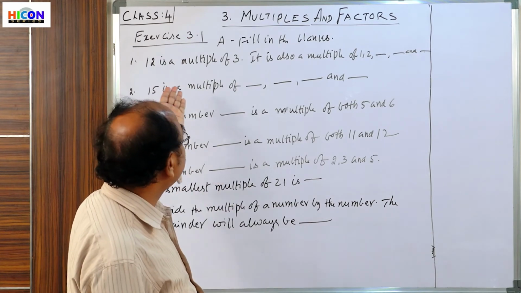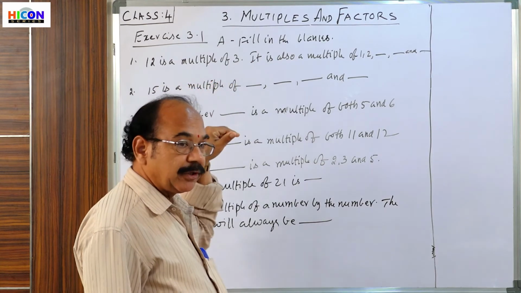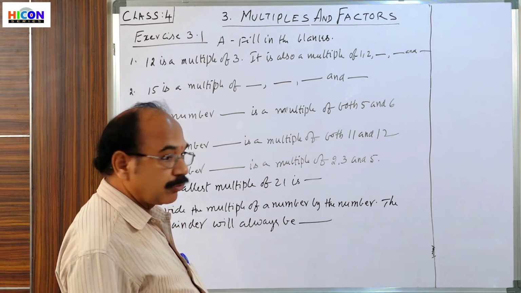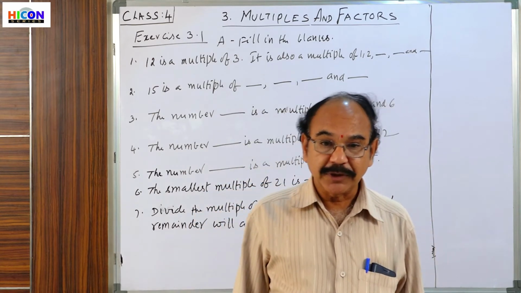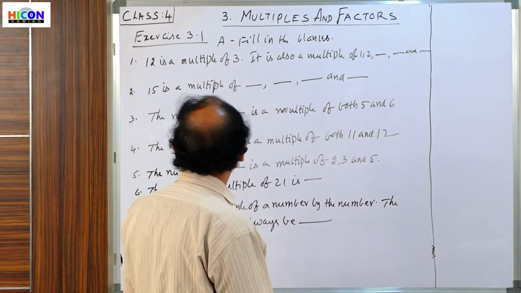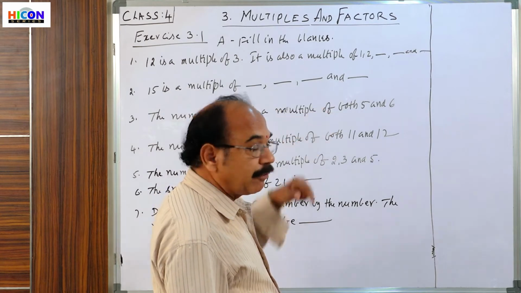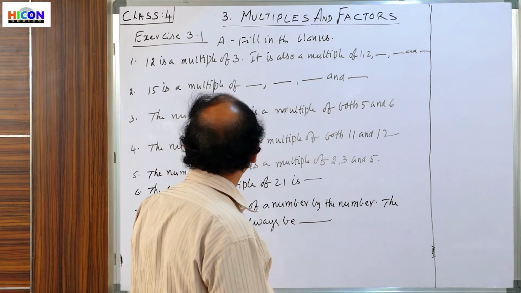You think about the first blank. 12 is a multiple of 3. Why? Because in reading the 3 table you are getting 12. Yes or no? You know the multiplication table of 3. Read 3, you can get 12. That's why 12 is a multiple of 3. 3 4s are 12. It is also a multiple of 1, because in reading the 1 table also you are getting 12.